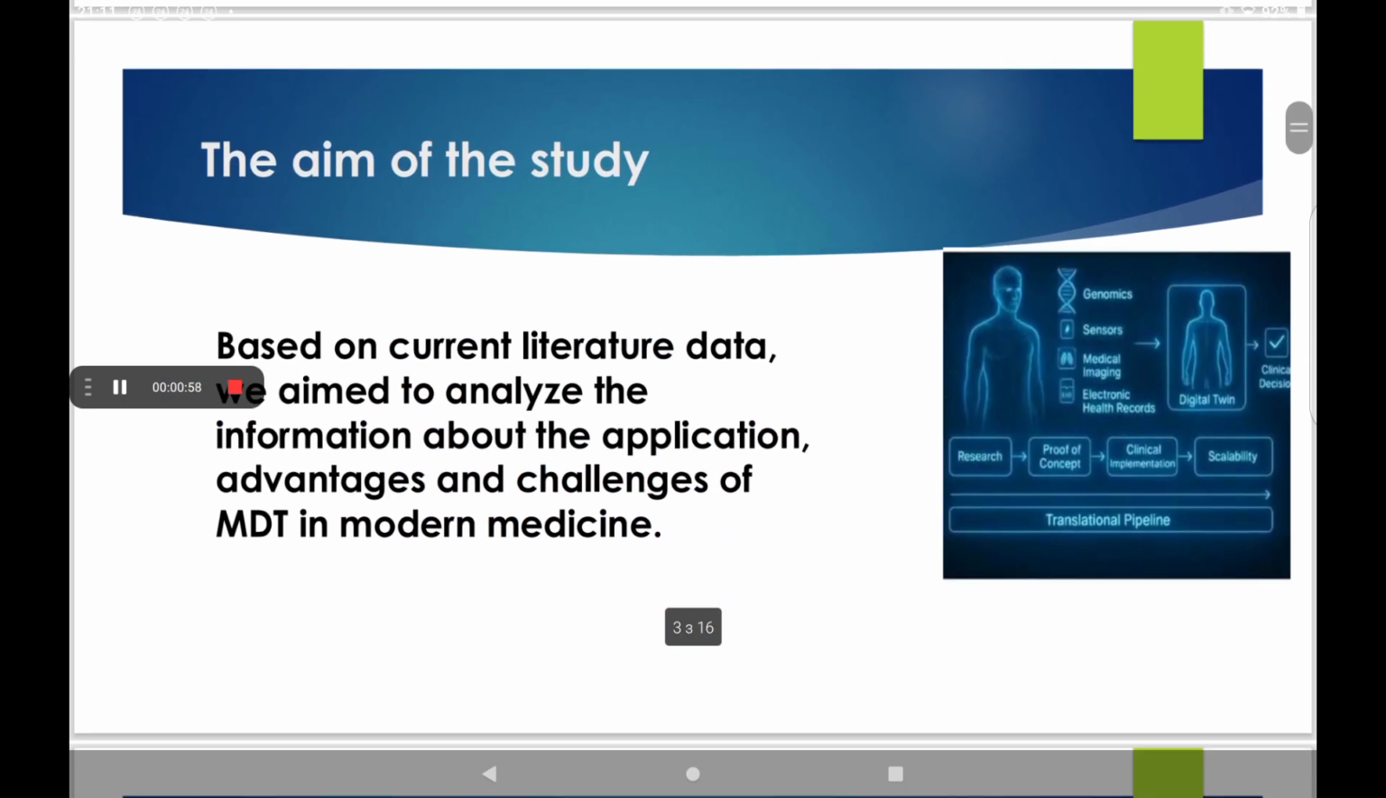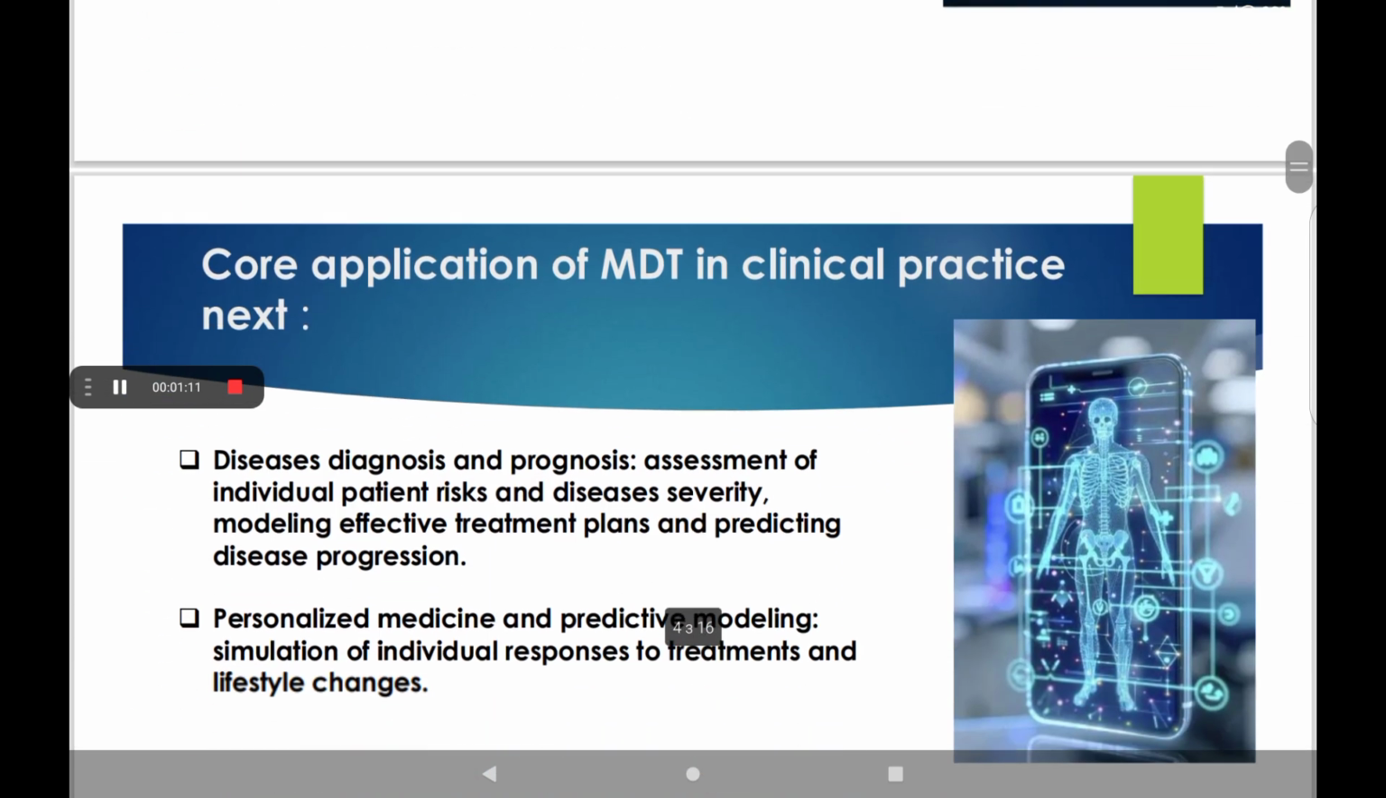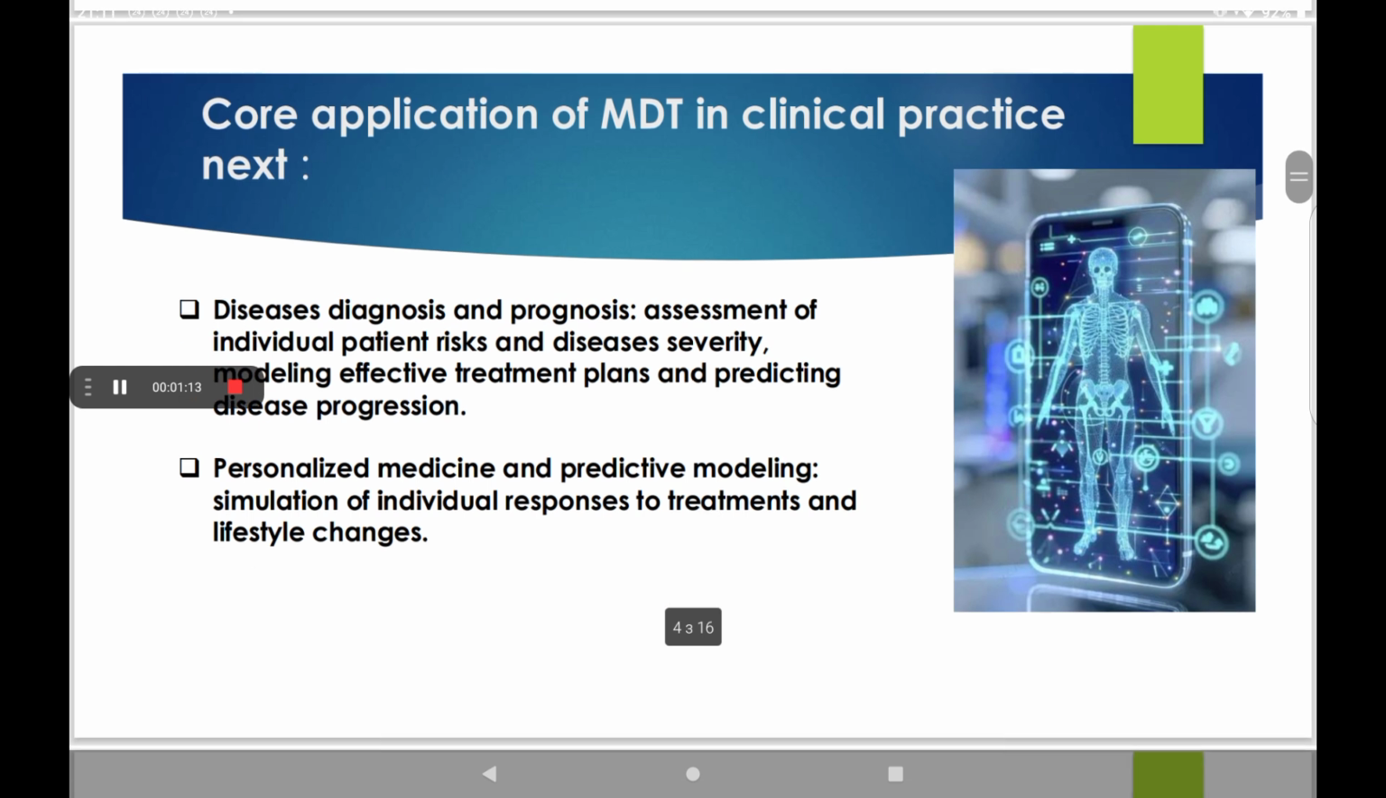The aim of the study, based on current literature data: we aimed to analyze the information about the application, advantages and challenges of medical digital twins in modern medicine. Core applications of medical digital twins in clinical practice next.